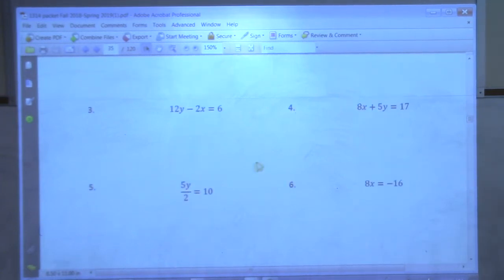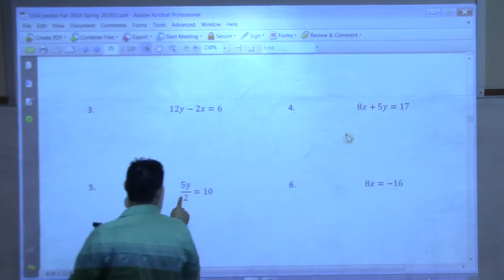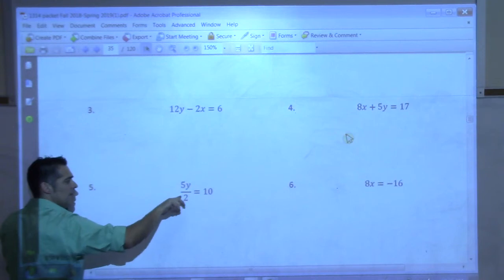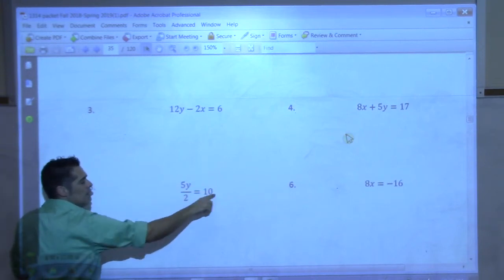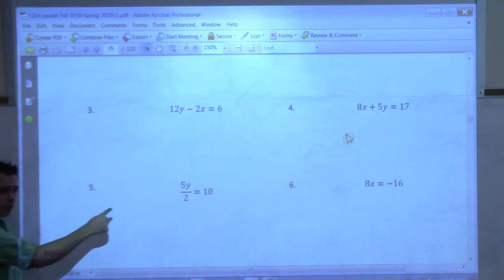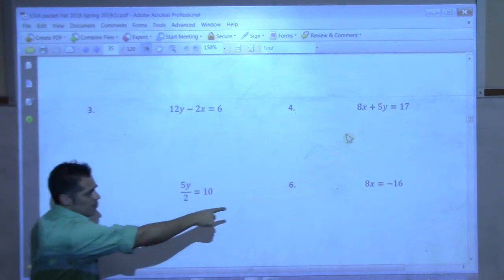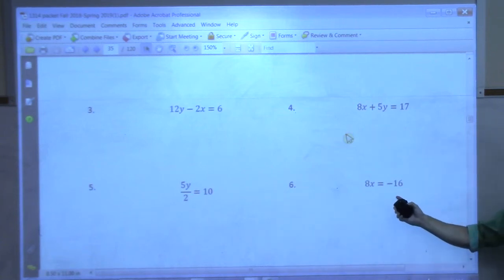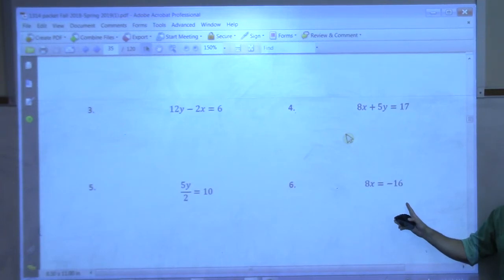Okay, so what about this one? Can you tell me what kind of line that is? You only have y, right? How would I get y by itself here? Multiply by the reciprocal. So I multiply 2 over 5 here, 2 over 5 here. But it's y equals a number, and there's no x in there. So that's a horizontal line. What about that one? Only x, right? So this is a vertical line. You divide both sides by 8, you get x is negative 2. That's your vertical line.